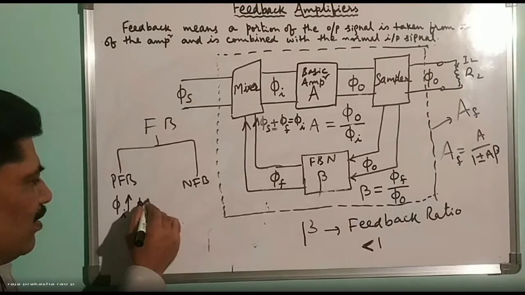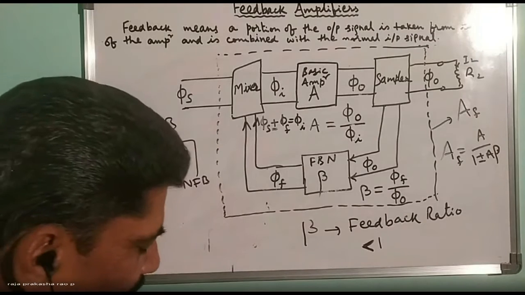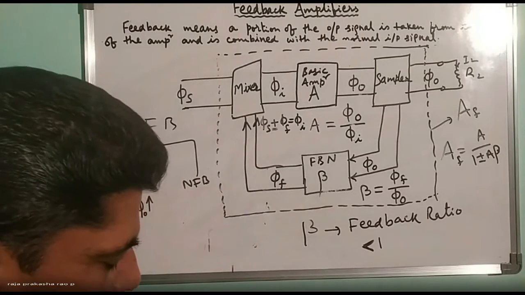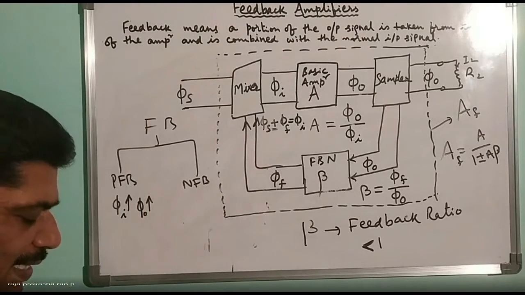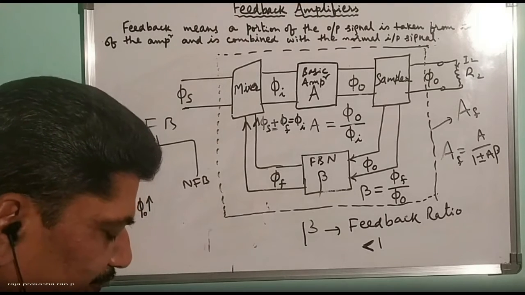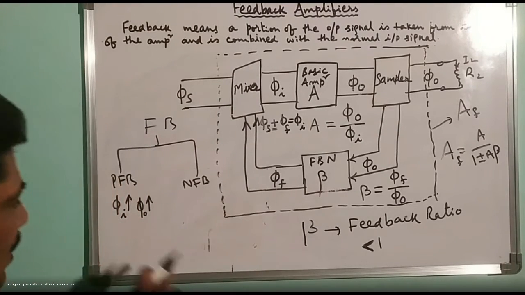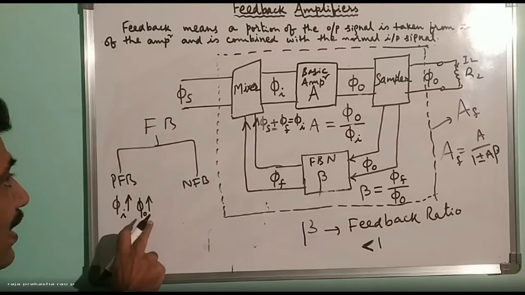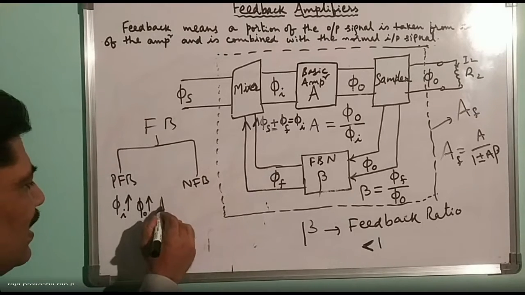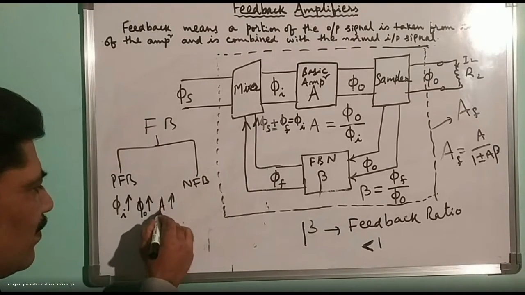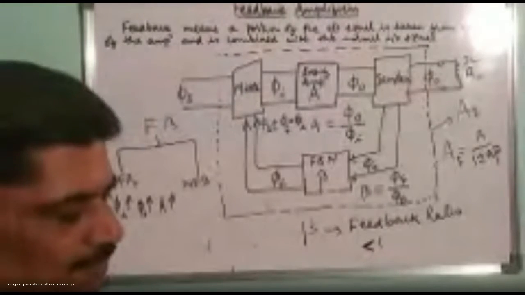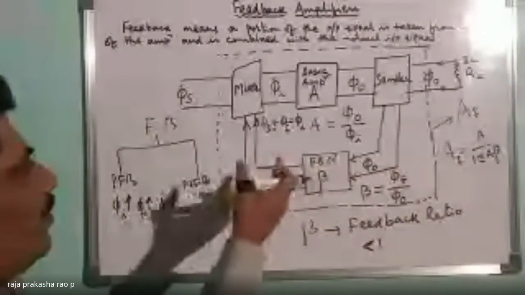So when phi 0 increases, then A also increases or not? Positive feedback. When phi I increases, phi 0 increases, this A also will increase or not?